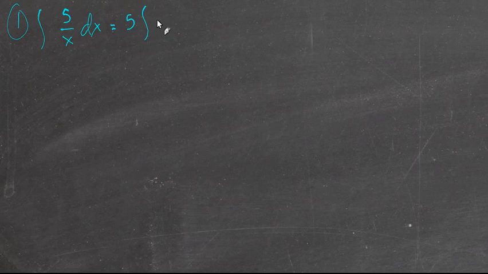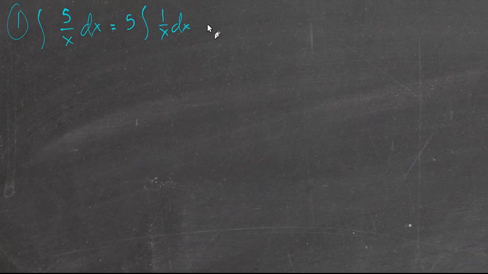Alright, time for sample problems from 5.2. Let's start with number 1. The indefinite integral of 5 over x dx. So this one's pretty easy. We can look at it as 5 times 1 over x dx and take out that multiple of 5.